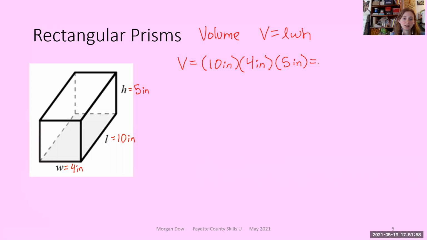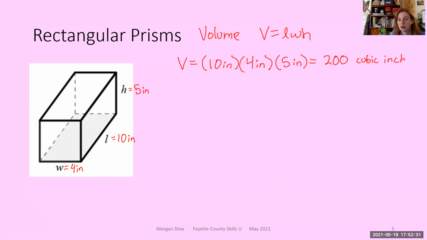So, you know, I said that the length was 10. I could have just as easily called that the width. It doesn't really matter. You just want to make sure you're taking those three different measurements and multiplying them together. So 10 times 4 times 5. So 4 times 5 is 20. And 10 times 20 is 200. So the volume of this rectangular prism is 200 cubic inches.